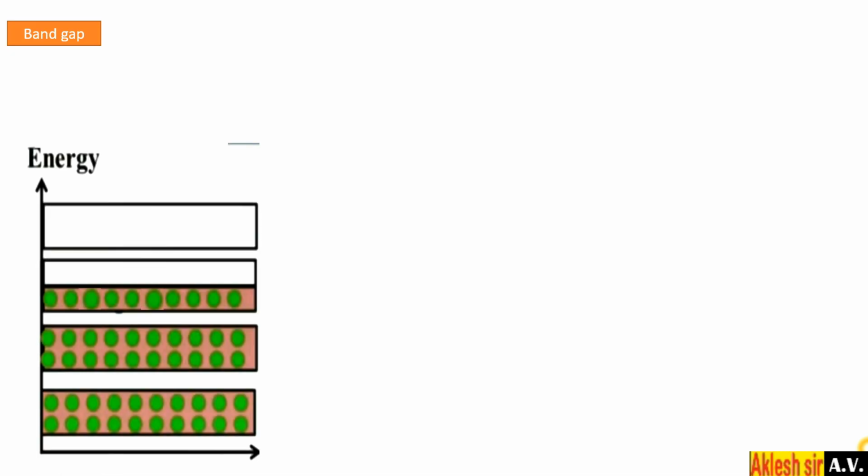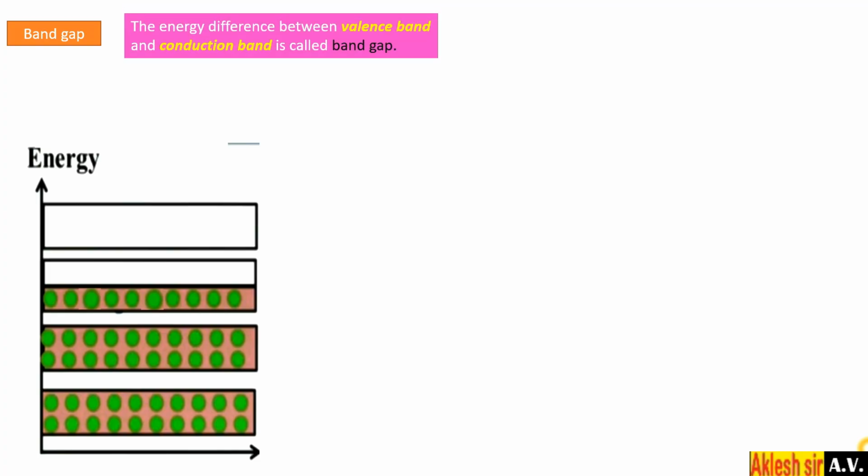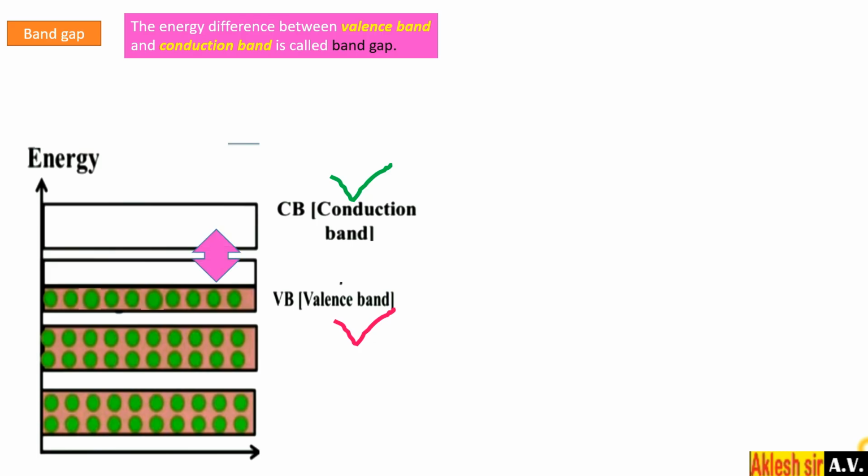Now next, band gap. Let's study about the band gap. What is it? The energy difference between the valence band and the conduction band is called the band gap. Here, this is the valence band and above it is the conduction band, and in between the valence band and conduction band you can see there is a gap. That gap is known as the band gap.